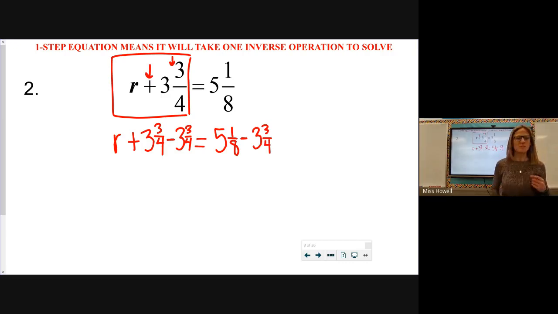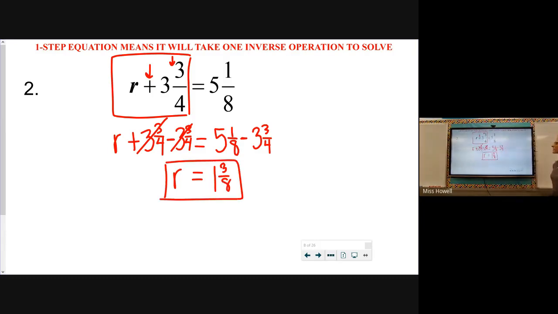All right, the reason we did a subtract here is so that our 3 3/4 will cancel or eliminate each other, leaving us with just this variable r, which is our goal. Get the variable by itself on one side. On the other side, we have 5 1/8 minus 3 3/4. We can combine those like terms to get our final result here of 1 3/8 for our value of r. Good. Final, r in this case would have a value of 1 3/8.